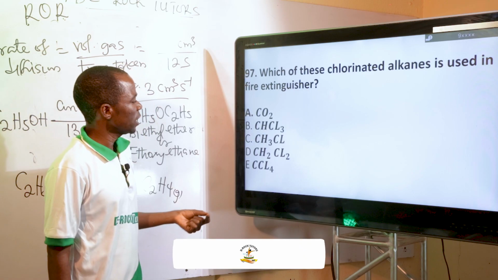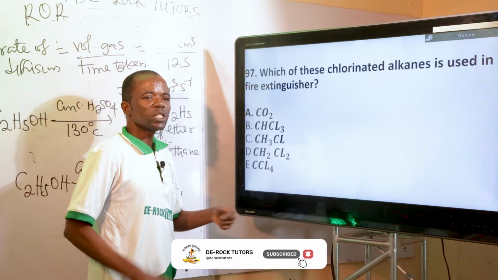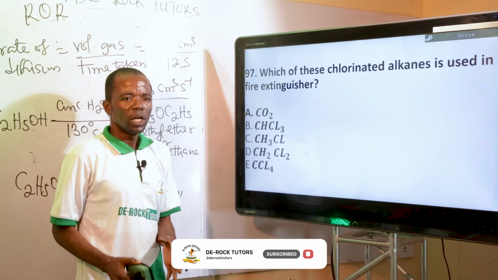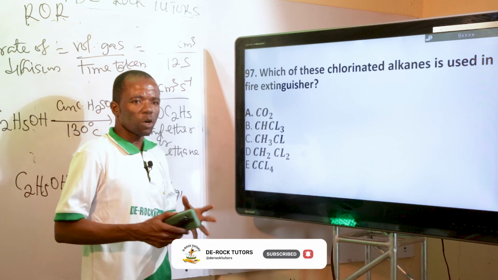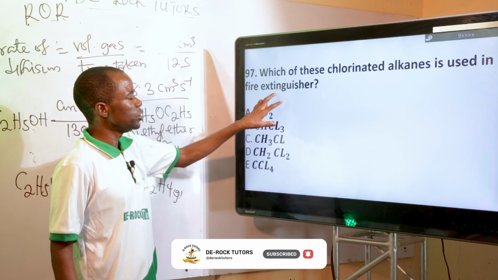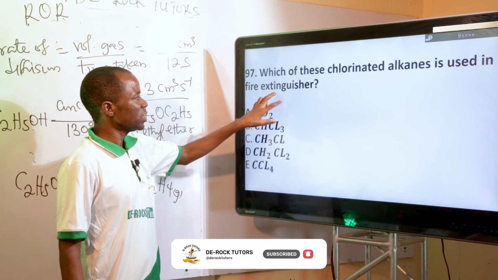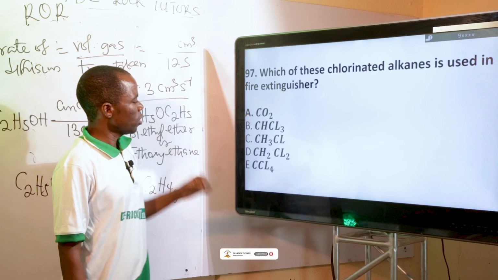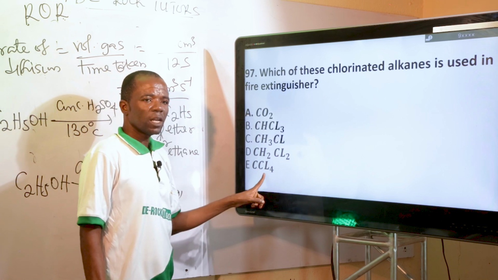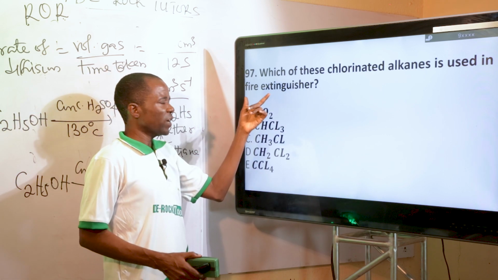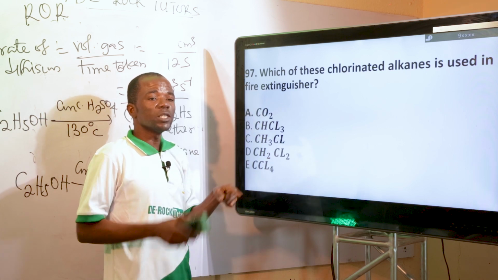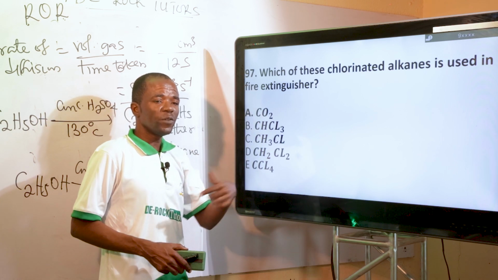tetrachloromethane. Why is that? Because tetrachloromethane is non-combustible. It doesn't support combustion. Because of that, it is used in fire extinguisher. Don't forget that tetrachloromethane, apart from the fact that it's used in fire extinguisher, is also used as a solvent in industry for removing stains.